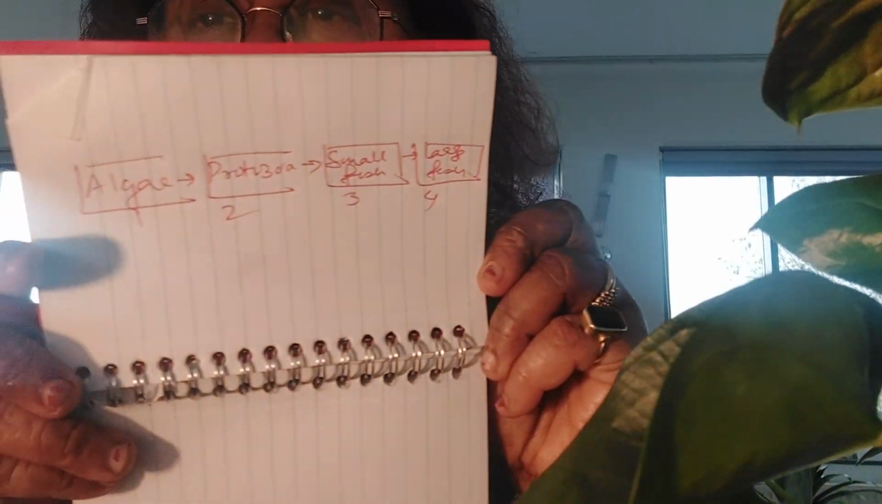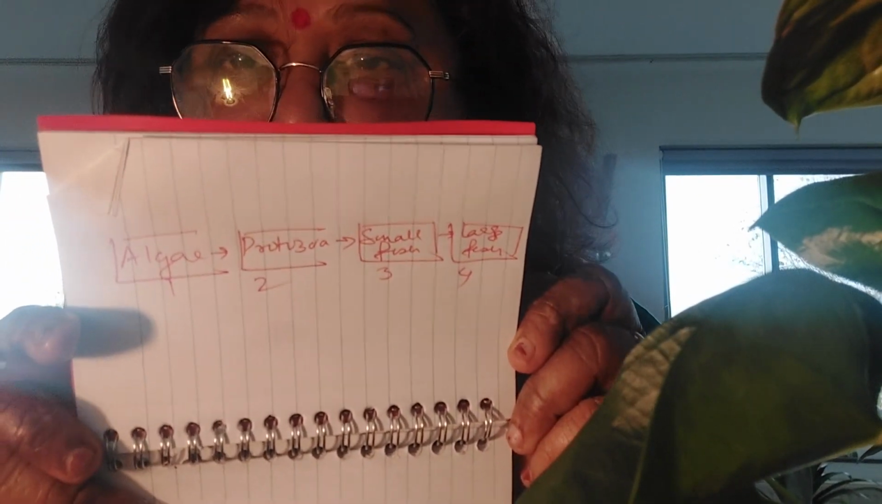And always put it in a box. If you put it in a box, your presentation will go very nice. If I draw and tell you, algae, protozoa, small fish, large fish, and you put it in a box. I am just showing it to you: 1, 2, 3, 4. Like this. Just put it in a box. Food chain.